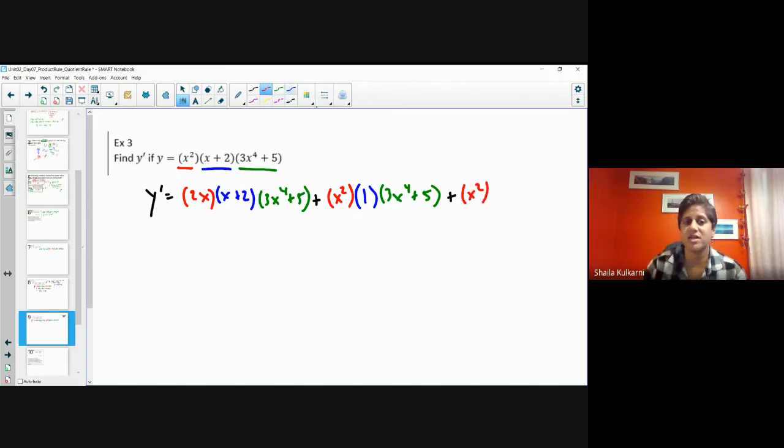Third time around, we're going to leave the first function the same. We are going to leave the second function the same. We're going to take the derivative of the third function. So 12x cubed plus 0, and I'm not going to write the plus 0. I'm just going to leave it like this. Totally fine to leave it unsimplified, because if it said find y prime at 2, I find the derivative, and then I just start plugging in 2. No need to simplify. You can just leave it like this long stretch.